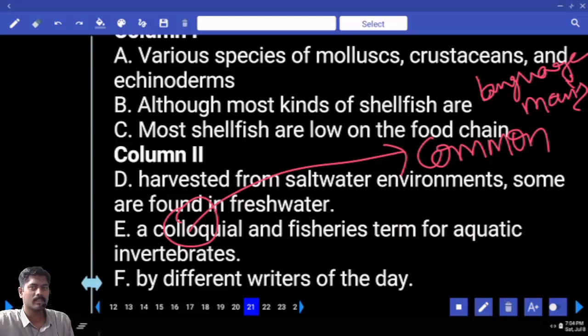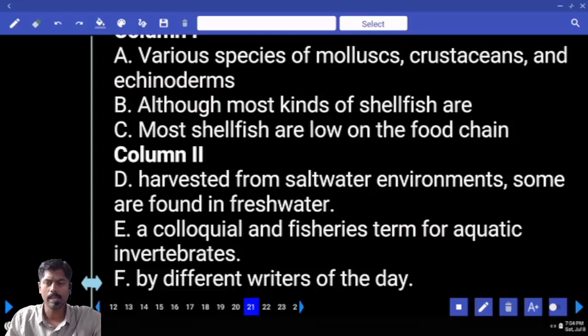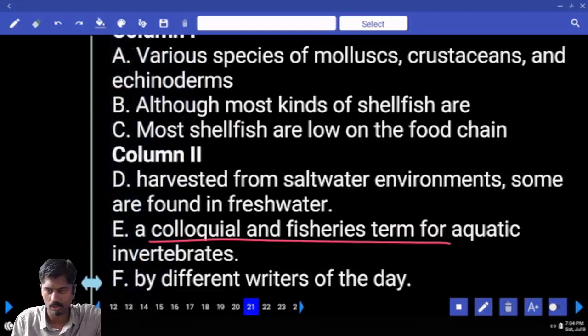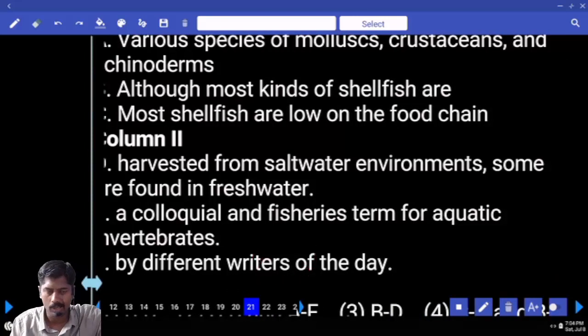In fact, in our classroom, English is colloquial. If I teach completely in Telugu, Kannada people don't understand. If I teach completely in Hindi, some people understand, some other people don't. And I can't speak Kannada. So, can I pair various species, A, colloquial and fisheries? Not sure. Various species such as molluscs, crustaceans and echinoderms by different writers? No. I'm not sure about A.